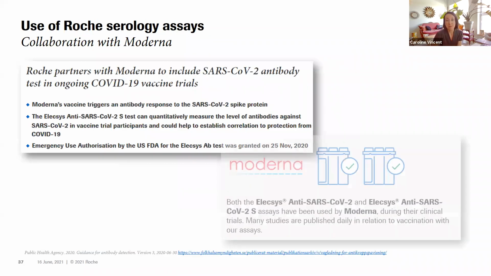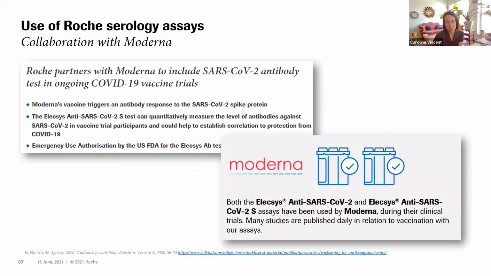You may have heard about the ongoing collaboration between Roche and Moderna. Moderna is using our Elecsys NTS assay as part of their clinical trials to quantitatively measure antibody levels following vaccination with their vaccine. This is done in order to help establish a correlation between vaccine-induced protection and the levels of NTS antibodies that are generated after vaccination. They are also using our Elecsys NTN assay to assess seropositivity at baseline in their trial participants.